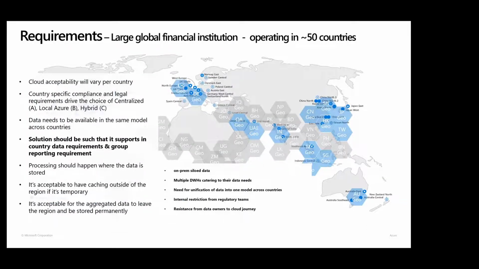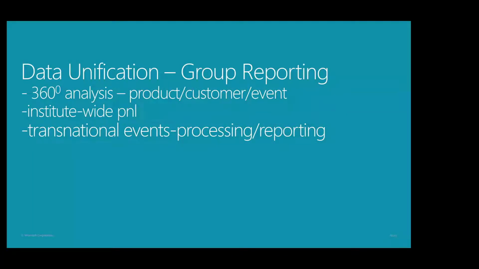Now, coming to the next requirement that they suggested: the solution should support in-country data requirements and group reporting requirements. In the sense, the solution should be able to cater to anything that the in-country data team would have to do for their country reporting, and it should also cater to reporting which would involve bringing data across different countries. Now, how do we go about addressing that?